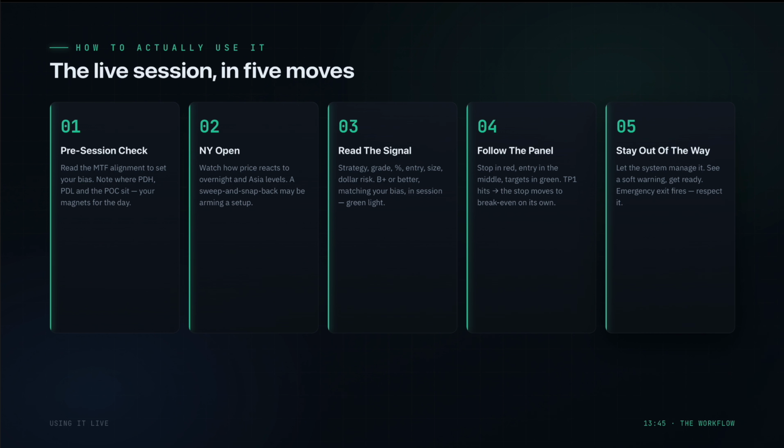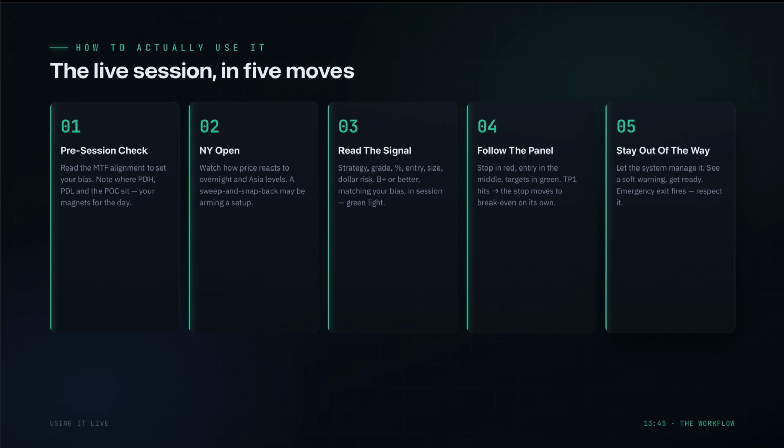So how do you actually trade with this? Before the session, read the dashboard. Check the multi-timeframe alignment to set your bias. Note where the previous day high and low and point of control sit at the New York open. Watch how price reacts to the overnight Asia levels.